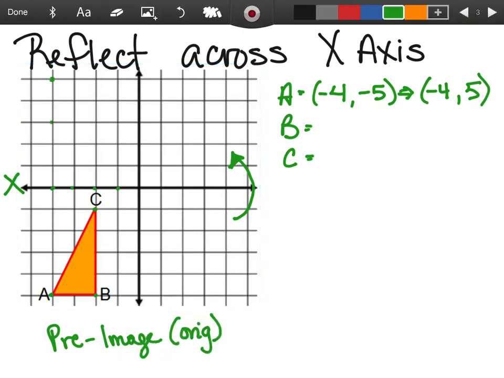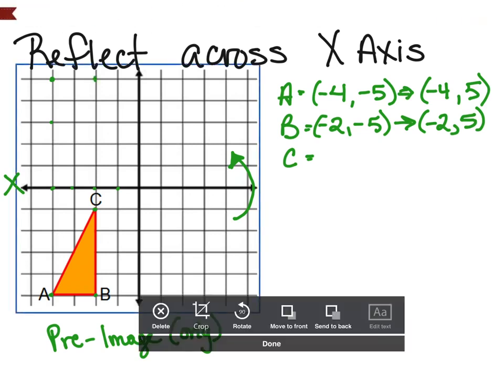Okay, I'm going to do the same thing for B. For B, I am -2, -5. Again, my -2 stays the same because X value stays the same. And my 5, instead of being negative, turns to positive. So I'm going to do the same thing. Go left 2, up 5. I should wind up right there.